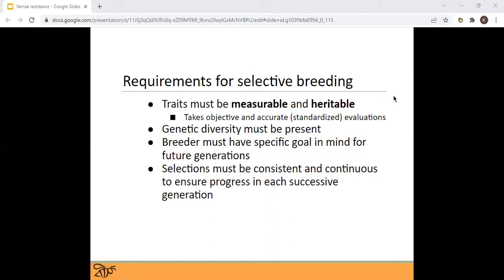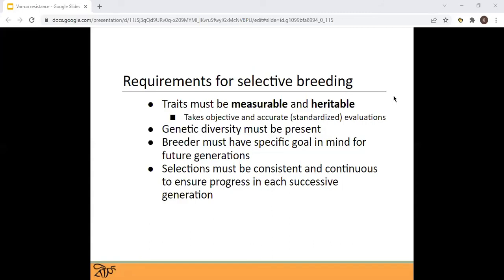The traits that you would like to select for need to be measurable and heritable. That is to say that there must be a way to quantify and rank the trait in question, and it has to be a trait that will be passed on genetically from one generation to the next.